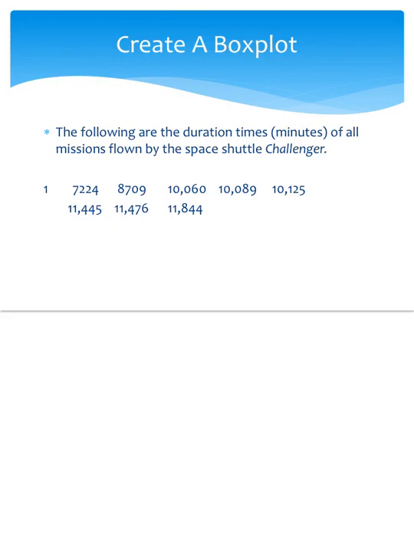So the following are the duration times in minutes of all the missions flown by the Space Shuttle Challenger. What I want to do is go ahead and create the 5-number summary, which you can do by hand, but you can also use with a graphing calculator. If you're going to do this by hand, you need the data to be ordered from least to greatest, and that's already been done for you.